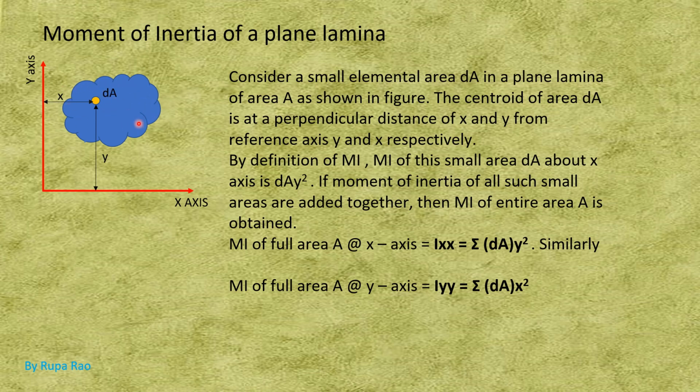and I take the moment of inertia of all such elemental areas and add them, then this summation dA y square is the MI of the full area about the axis xx. Similarly, if I want the MI of full area A about the y-axis, then this Iyy will be equal to the summation of all the elemental areas dA into x square. This is the basis for moment of inertia.